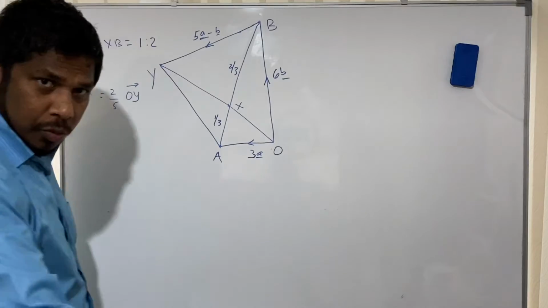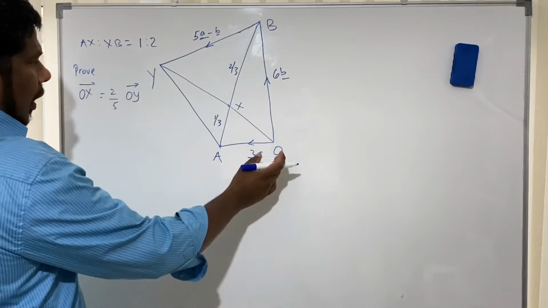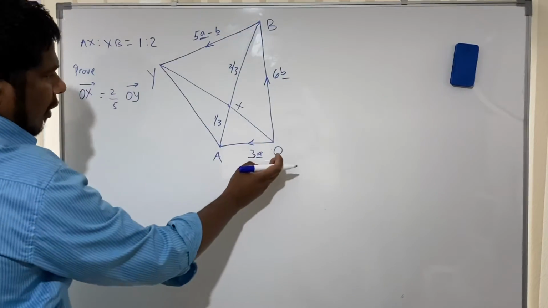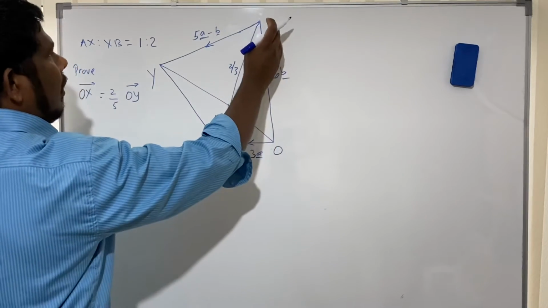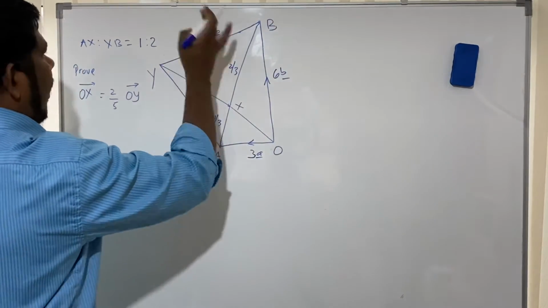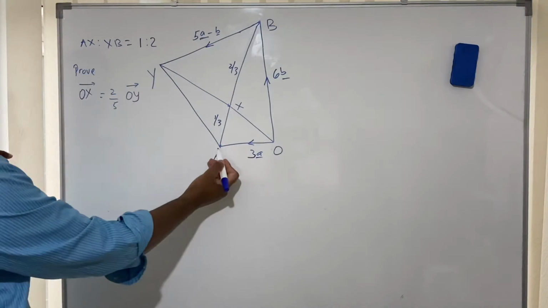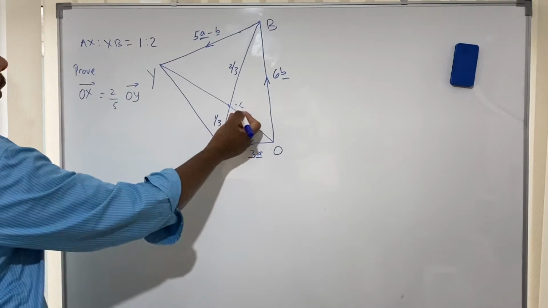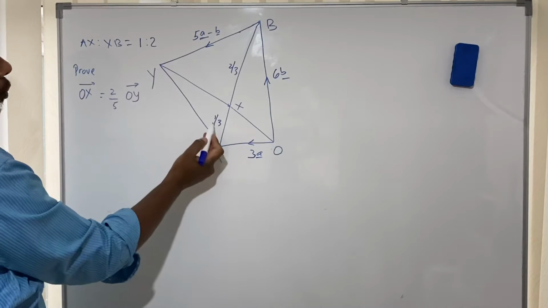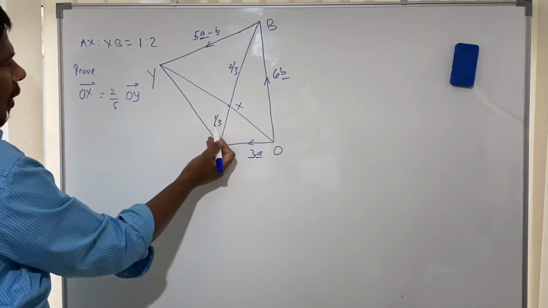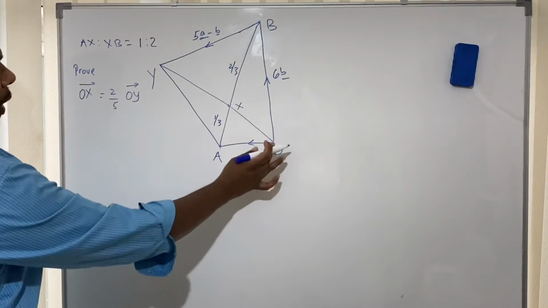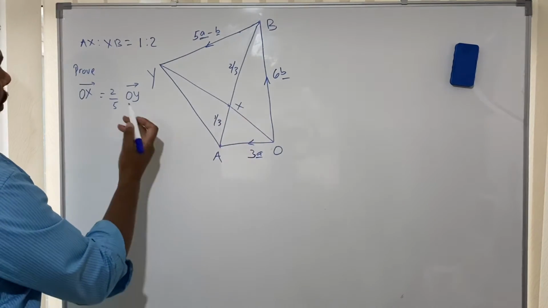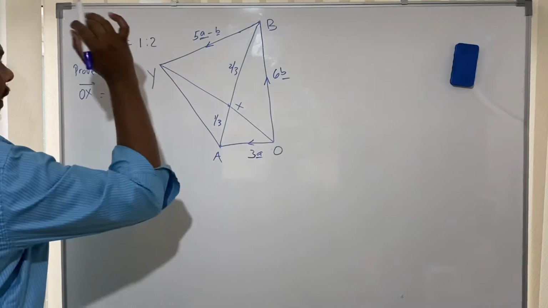So now we can move to the third one. In this diagram, vector OA is 3a, vector OB is 6b, and vector BY is 5a minus b. And AX to XB is a ratio of 1 to 2, so AX is 1/3 and XB is 2/3. We need to prove OX equals 2/5 OY.